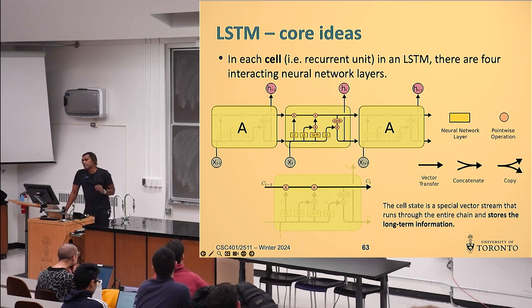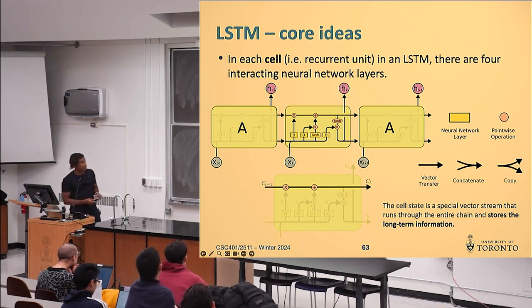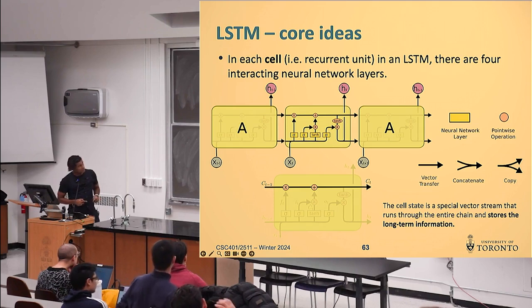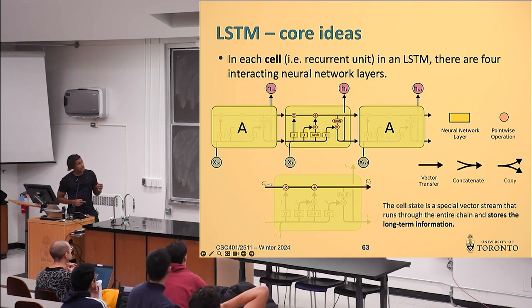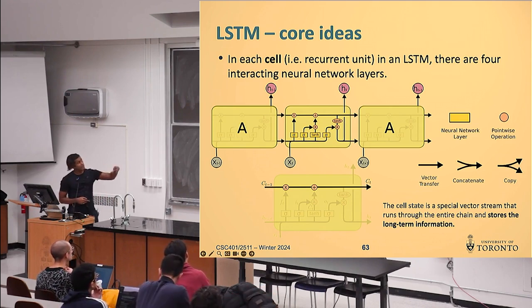So in an LSTM, in each cell, there are 4 interacting neural network layers. Out of the 4, the ones with the sigmoid are the gates, and then you also have a hyperbolic tan neural network over here. So don't worry about the whole thing. We'll go through each of these gates or neural networks one by one.